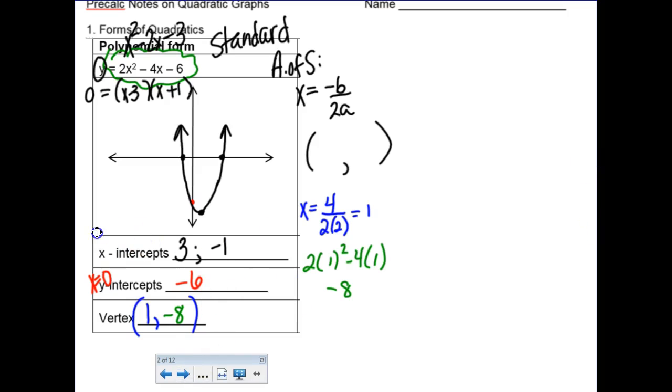How did we find the x-intercepts? We found the solutions, so we had to solve the quadratic. Technically, you could have used any method, but we chose factoring because that's a nice way to solve.